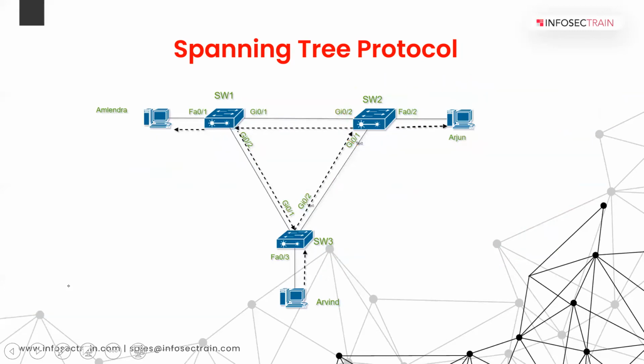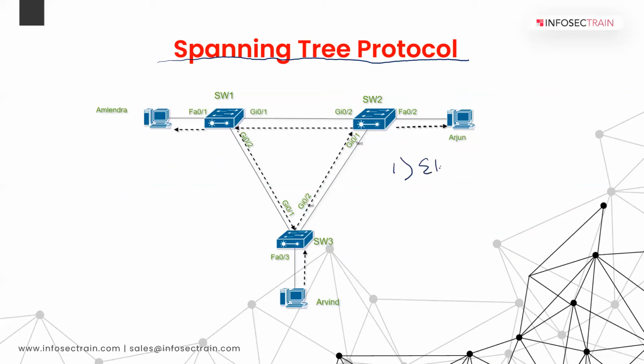Now, when all these switches are getting crashed, that means there are redundant links that should be removed. We have to remove these redundant links. Now, who will help there? Spanning tree protocol will help there. Now, spanning tree protocol works in 3 steps.